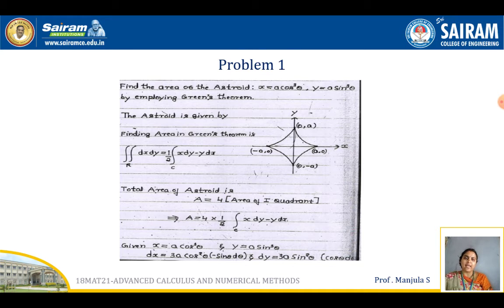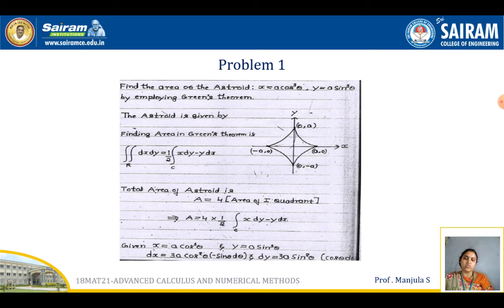You just observe the diagram also. Here the total area of the asteroid is 4 times the area of the first quadrant. Instead of finding the area in each and every quadrant, we'll find the area in the first quadrant. If you multiply it by 4, that will become the area of the full asteroid curve. So that area can be written as 4 into 1 by 2 integration over C of x dy minus y dx. For the asteroid we'll use the parametric form, that is x equals a cos cube theta and y equals a sin cube theta.